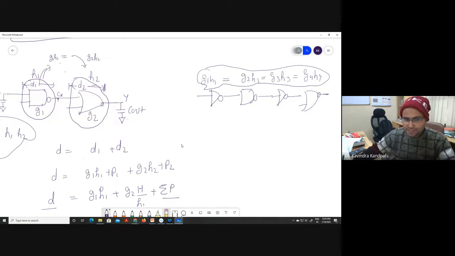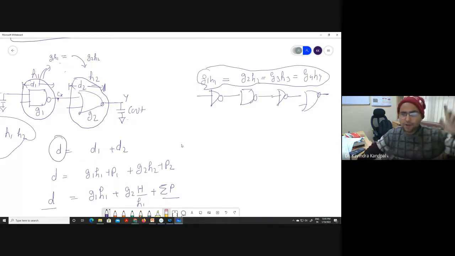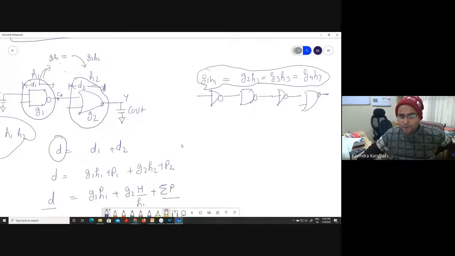That each stage provides equal effort. Effort is small f equal to G into H. G1 H1 is equal to G2 H2 equal to G3 H3 equal to G4 H4. It means every stage is bearing the same amount of effort, and you will get the least value of the delay. Understood? Yes, sir. Understood?